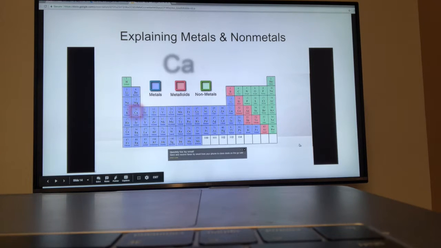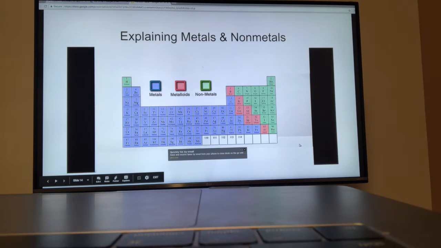So let's try one of these. So calcium. Is calcium a metal, non-metal, or a metalloid? Well, you can see that calcium's on the left-hand side of the periodic table, so that's going to make it a metal. Let's try another one. Sulfur. Since sulfur is on the right-hand side of the periodic table, we know that it's a non-metal.